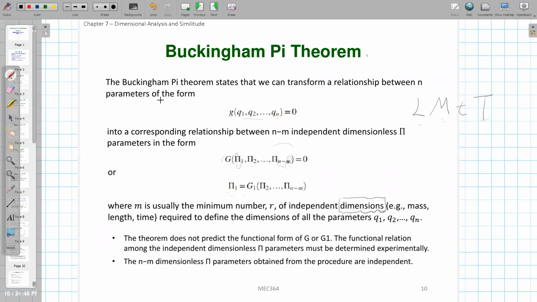Okay, from this dimensional analysis, it only helps you to find what the n minus m independent dimensionless parameters from q1 to qn are. It won't tell you what this g function really is. You still need to determine this g function from your experimental study. You may feel confused about all the things I mentioned here, but if I give you an example, it will become clearer what this means.